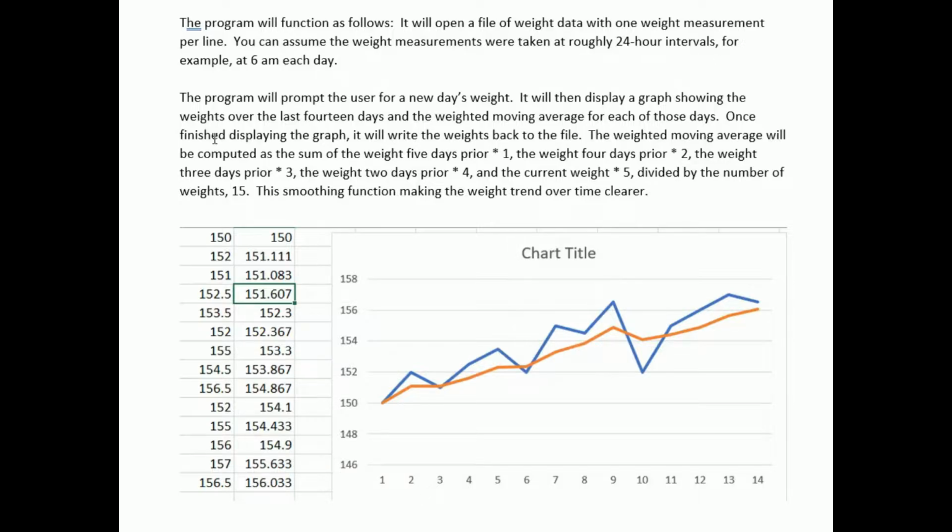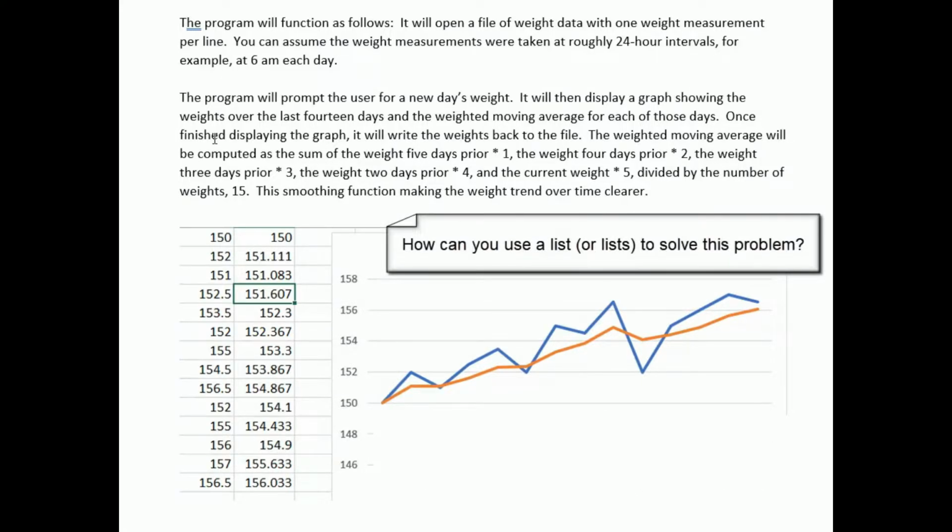If you hadn't thought about storing the weights and the smoothed weights in lists, pause the video again and think about the way we would structure a program to read weights from a file, obtain a new weight, smooth the weights, and plot both raw and smoothed weights with the weights stored in a list. Pause now.